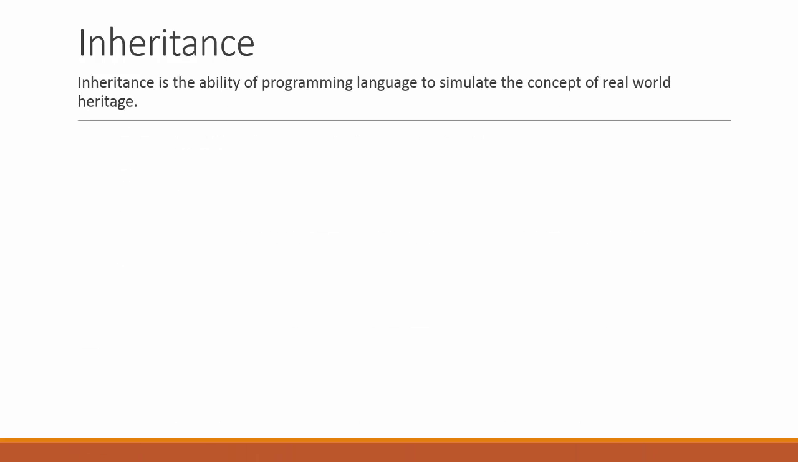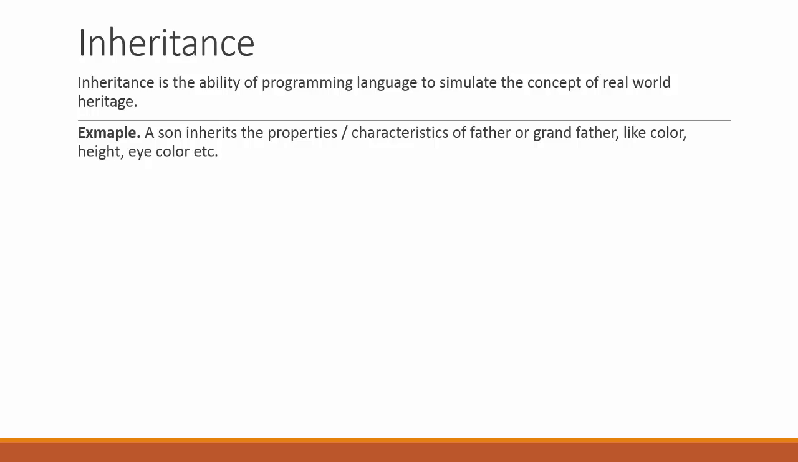So now let's move toward our concept of inheritance. What does inheritance actually mean? From the computer programming point of view, inheritance is the ability of a programming language to simulate the concept of real world heritage, right? It means that a son can inherit characteristics of father or grandfather, like color, height, eye color, and lots of other properties.